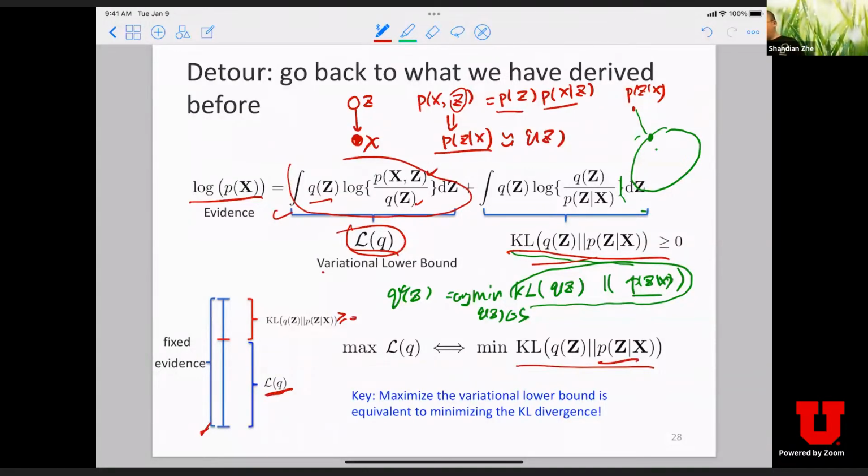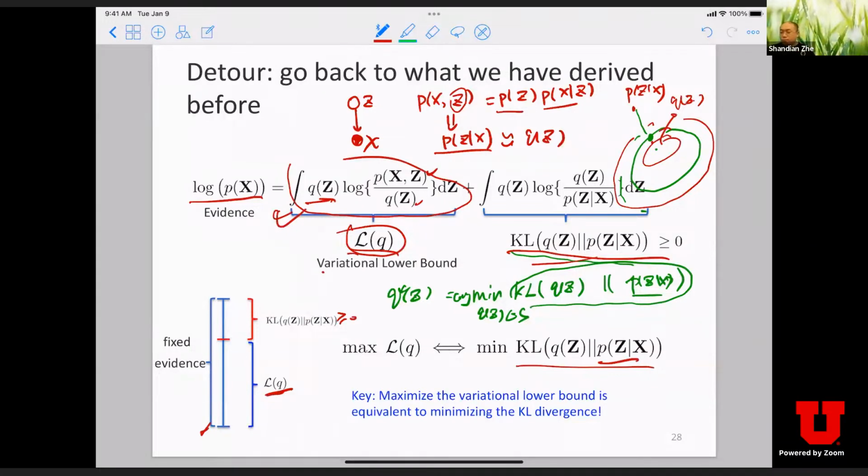Then the remaining question would be, okay, how do we choose the form of Q of Z? In other words, how do you choose the approximation family that Q of Z belongs to? There is always some kind of trade-off: the larger the family of approximation distributions you choose, the more difficult or more costly it is to maximize this variational evidence lower bound. The simpler the form you choose of this Q of Z, the easier the optimization and computation, but the worse the approximation quality.